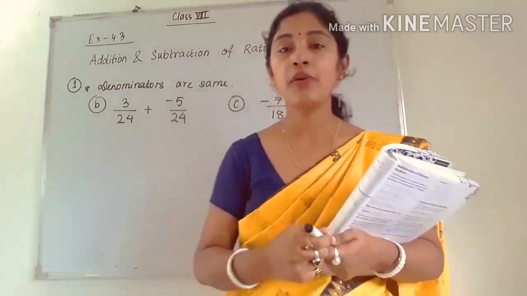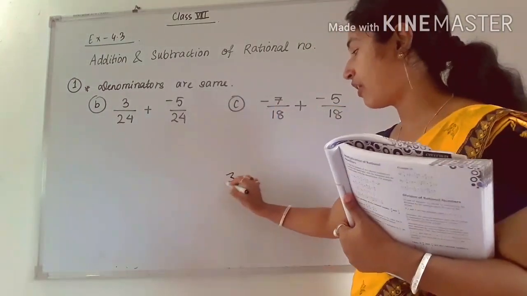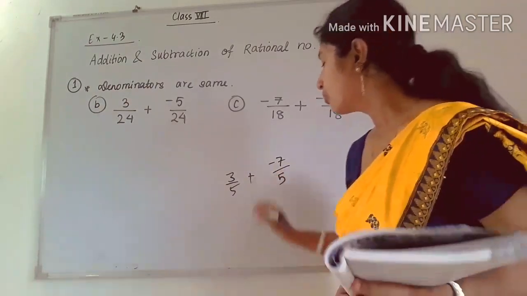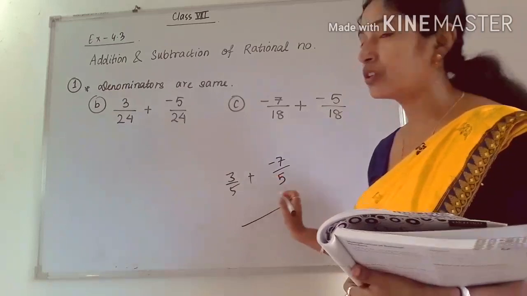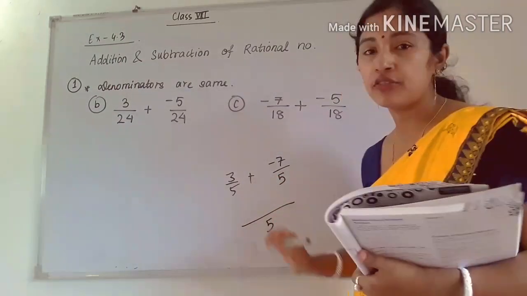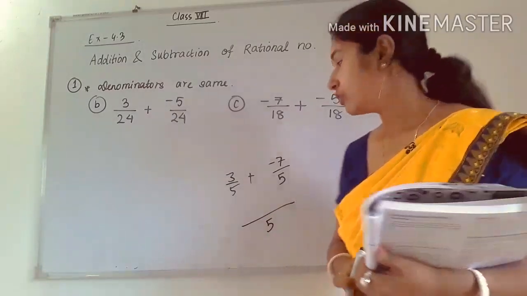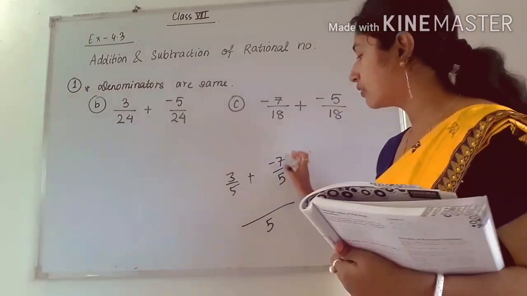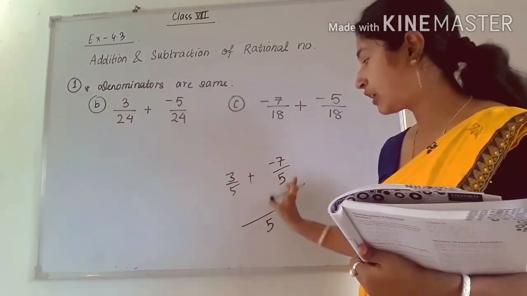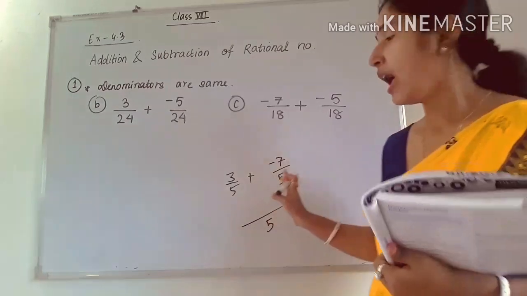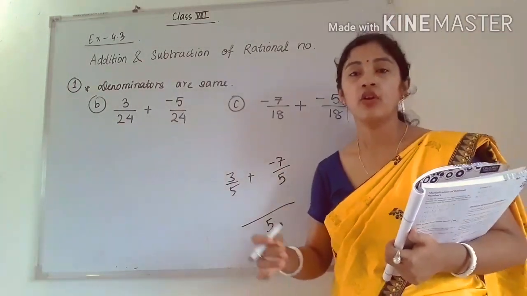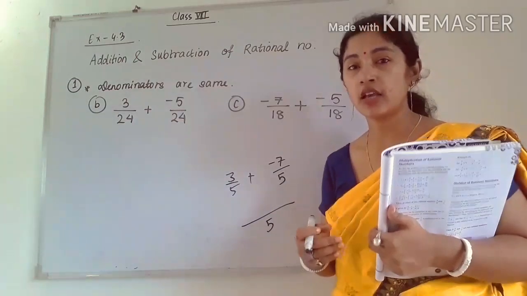Okay, for example, suppose I take 3 by 5 plus minus 7 by 5. You can directly add the numbers because the denominator is the same. So the LCM of these two numbers will be what? 5. That is very simple. By doing it this way, we can very easily solve this question as the denominator is the same. But what happens when the denominator is not the same? I am going to discuss that in the exercise only.